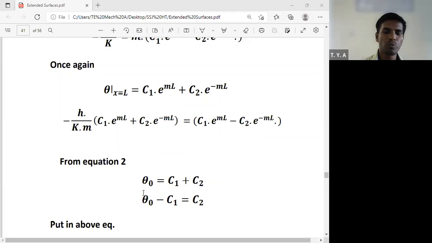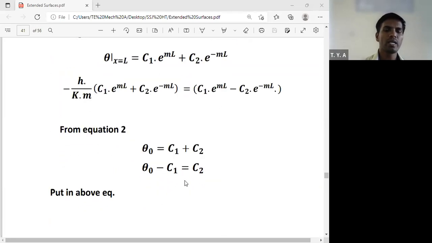Instead of c2, we have to put this value theta 0 minus c1. Okay, so put in above equation, put this value of c2 in this equation.